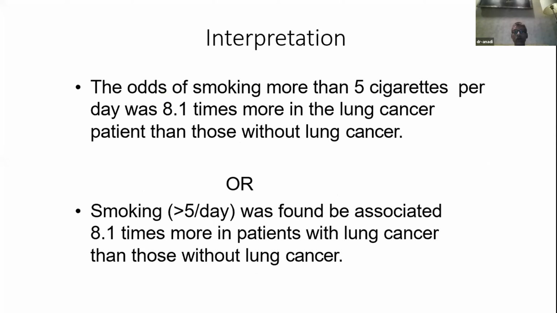So this is the interpretation. The odds of smoking more than 5 cigarettes per day was 8.1 times higher in the lung cancer patients than in those without lung cancer. Or, smoking more than 5 per day was found to be associated 8 times more in patients with lung cancer than in those without lung cancer. If you change your criteria, 10 cigarettes per day, 1 cigarette per day, 50 cigarettes per day, you can have a different odds ratio. So it's your trial and your diagnostic interpretation of how we proceed for a particular case control study.